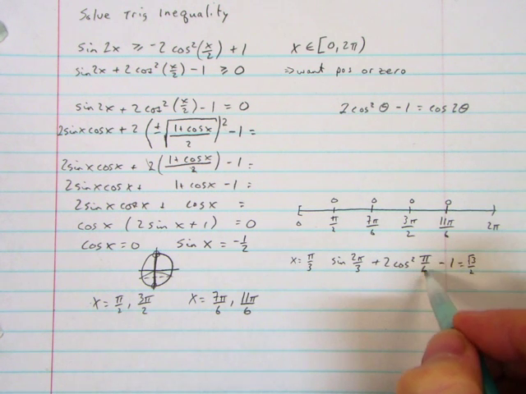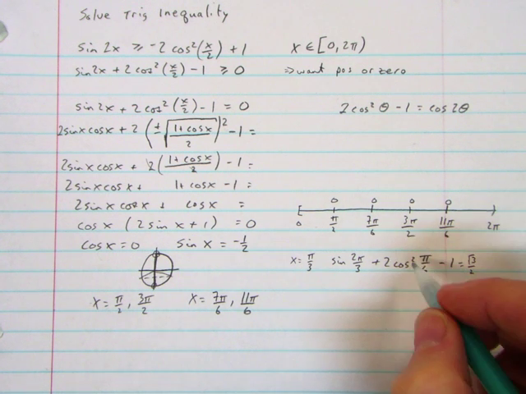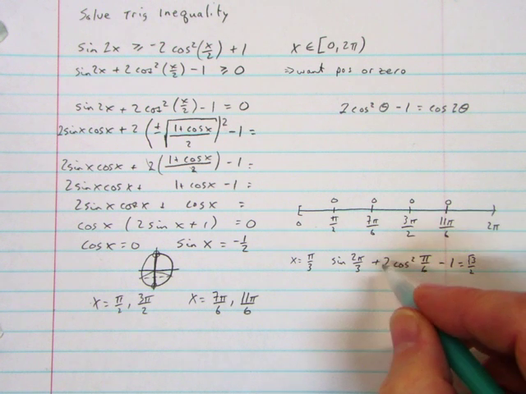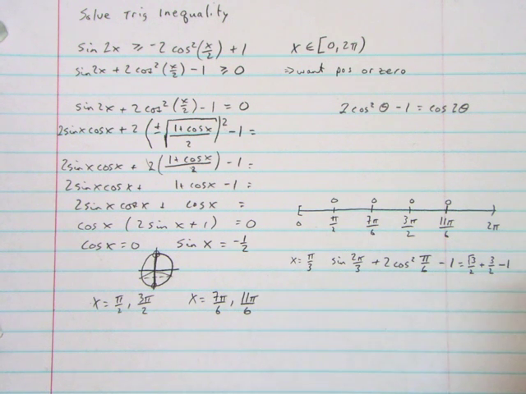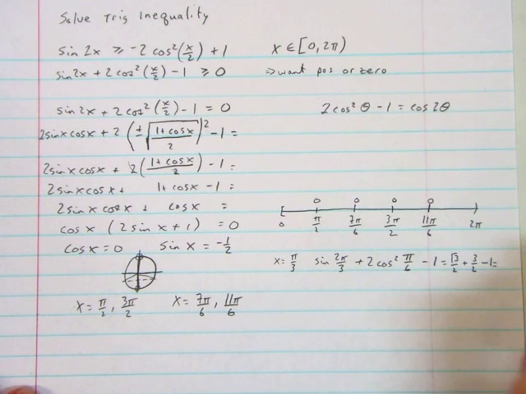Cosine of pi over 6 is square root of 3 over 2, and we're going to square that. So that would be 3 over 4. And then we're going to multiply that by 2, so that would be 3 halves. And then the minus 1 is just carried over. Is that number positive or negative? Well, 3 halves minus 1 is positive, and this is a positive, so that will be a positive number. Write it over here.